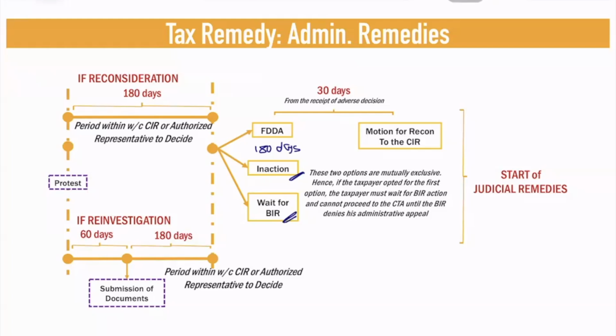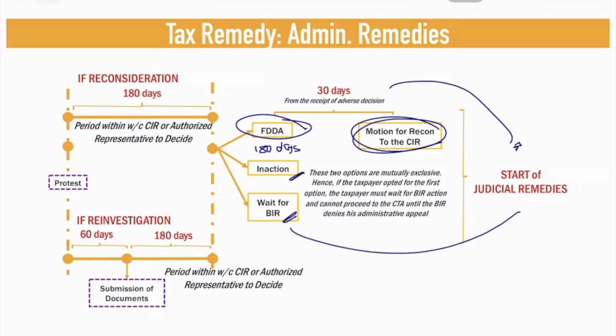So if ever ang ginawa is may FDDA, then 30 days from the receipt of the adverse decision, you can now file a motion for recon to the CIR. Motion for recon to the CIR. Or, diretso kang judicial remedy. Kung in action naman, or wait for BIR, then judicial remedy. So in action and wait for BIR, these two options are mutually exclusive. So if ever pinili mo in action, then judicial remedy, then yun na.